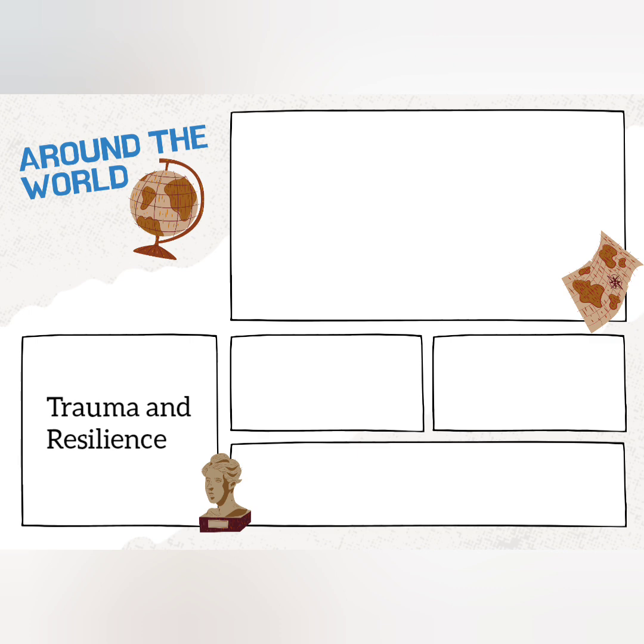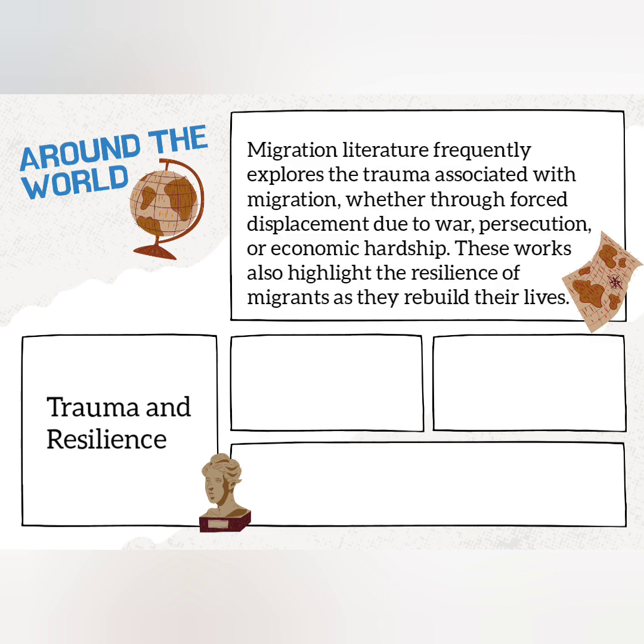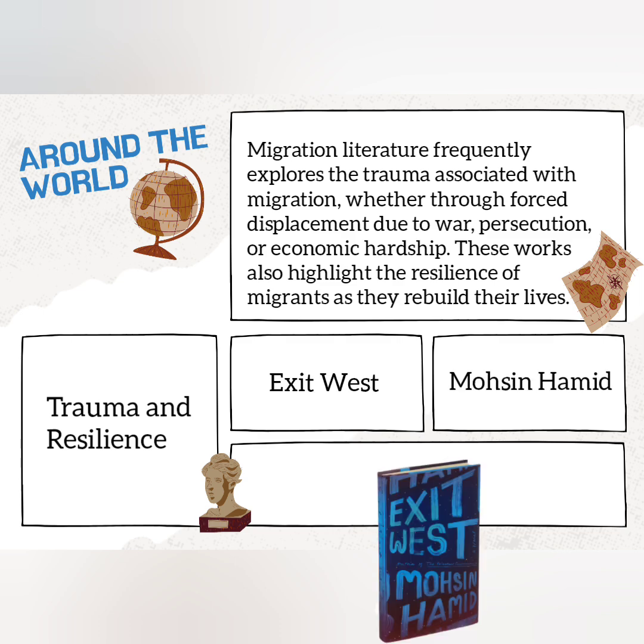Trauma and resilience. Migration literature frequently explores the trauma associated with migration, whether through forced displacement due to war, persecution, or economic hardship. These works also highlight the resilience of migrants as they rebuild their lives. Exit West by Mohsin Hamid portrays the lives of refugees who flee their war-torn homeland through magical doors, illustrating the trauma of migration alongside the hope for a better future.